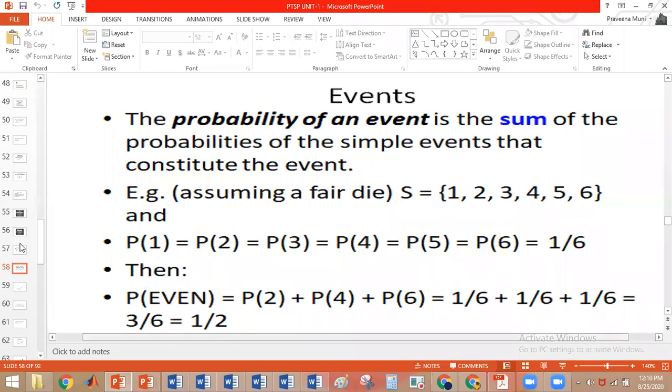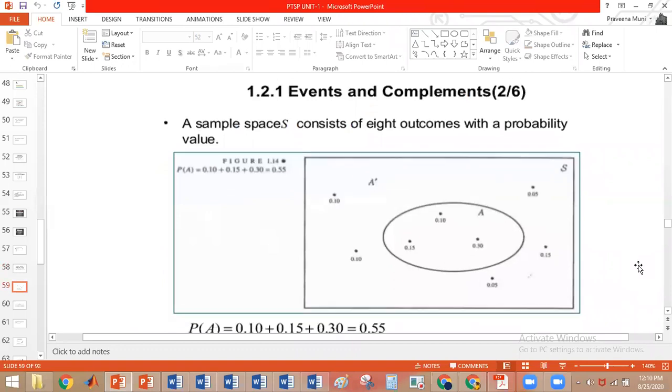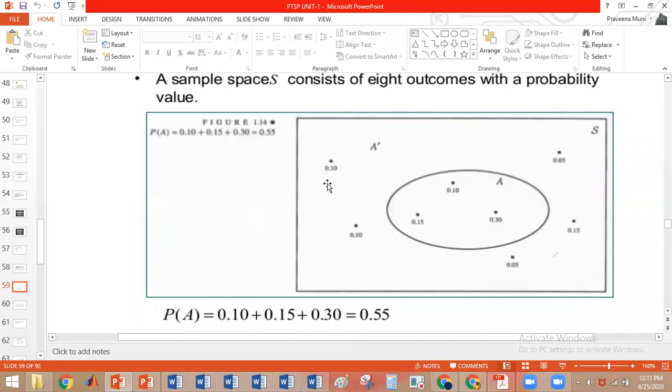This is the example we just discussed, and the same idea applies here. The probability of an event is the sum of the probabilities of the simple events that constitute the event. For example, here we have a sample space which consists of 8 outcomes, and the probability values of the outcomes are also given: 0.1, 0.1, 0.05, 0.15, 0.05.